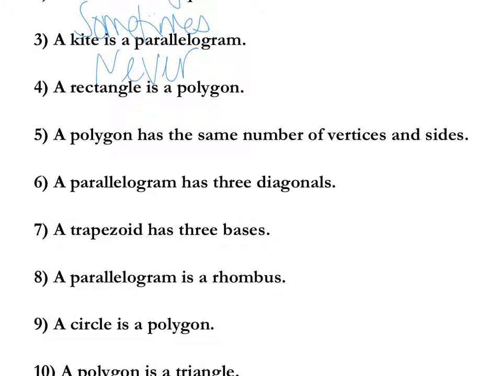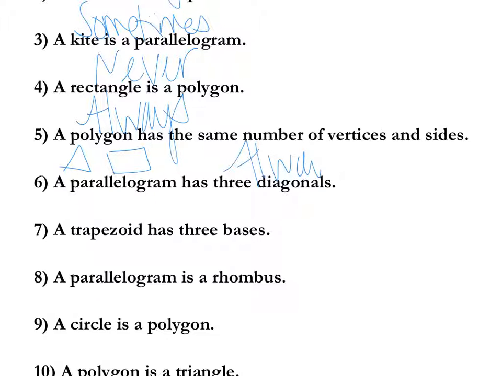Great. A rectangle is a polygon. Once again, hopefully we know that this is always true. A polygon has the same number of vertices and sides. Well, let's think about this. A triangle has 3 sides and 3 vertices. A quadrilateral has 4 sides, 4 vertices. So what do you think the answer is? Fantastic. It is always.